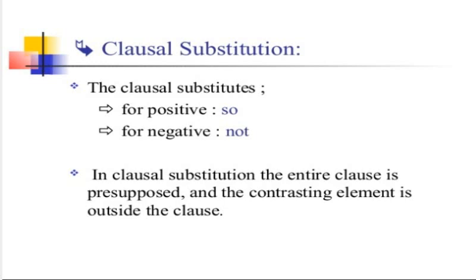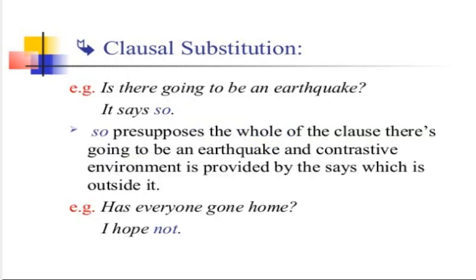Clausal substitution. For positive, so; for negative, not. In clausal substitution, the entire clause is presupposed and the contrasting element is outside the clause. Is there going to be an earthquake? It says so. "So" presupposes the whole of the clause "there is going to be an earthquake", and the contrasting environment is provided by "says", which is outside it. Has everyone gone home? I hope not.